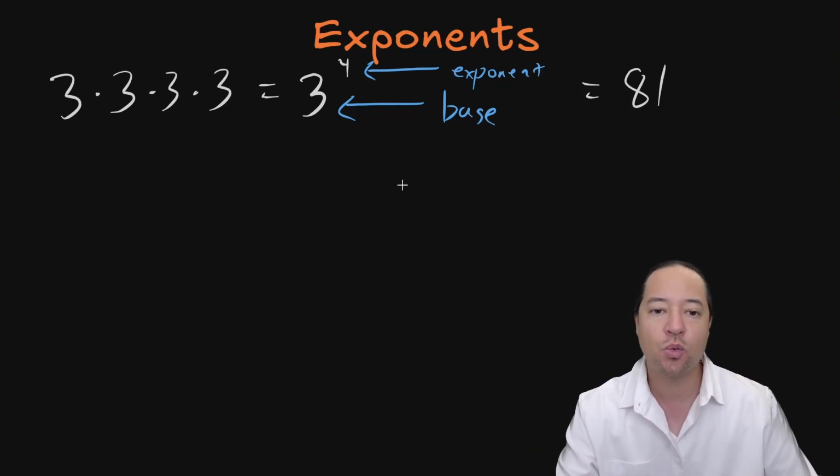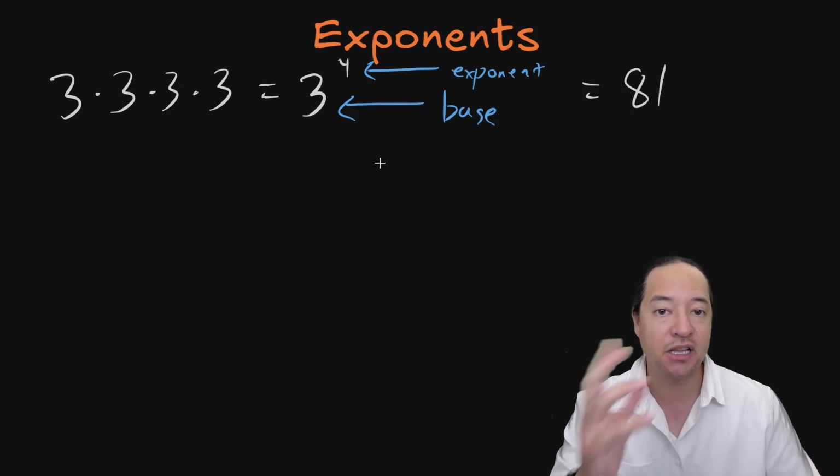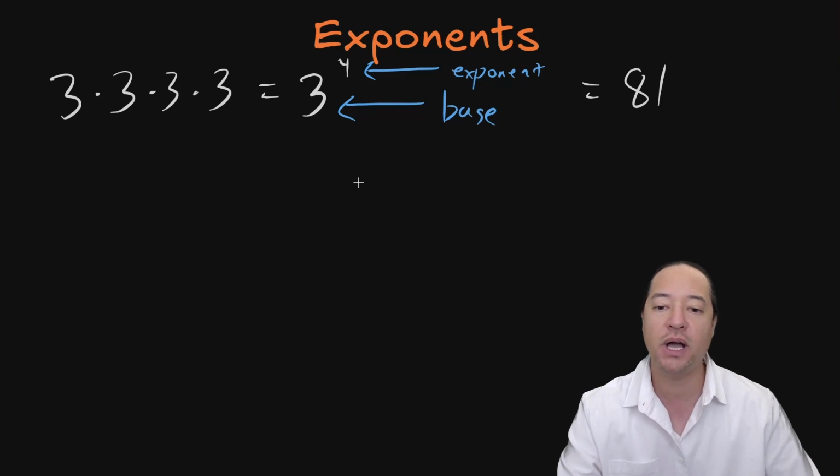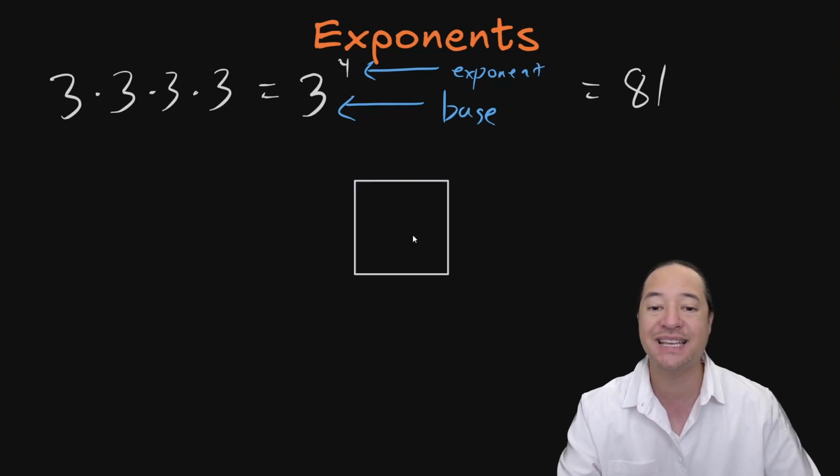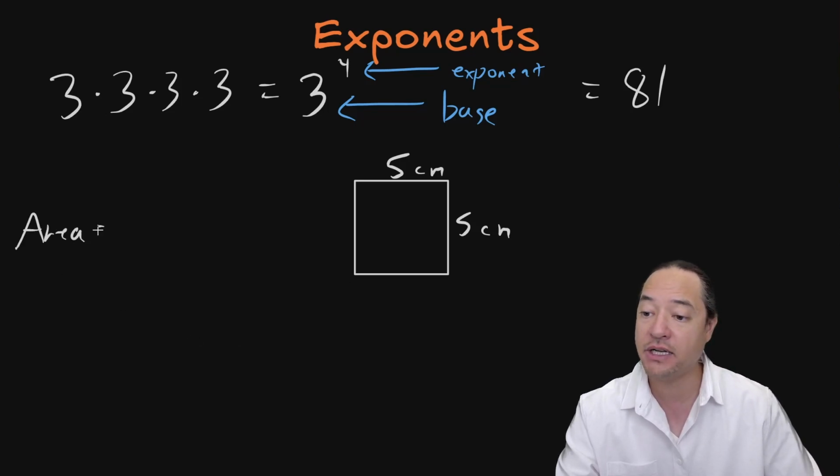Why would we do this? Why would we try and develop this kind of exponent notation? Well, you could imagine maybe you wanted to get the area of a square. Let's say this square is length 5 and height 5. Let's call them 5 centimeters, okay? How do we find the area now? Well, it's going to be 5 centimeters times 5 centimeters.